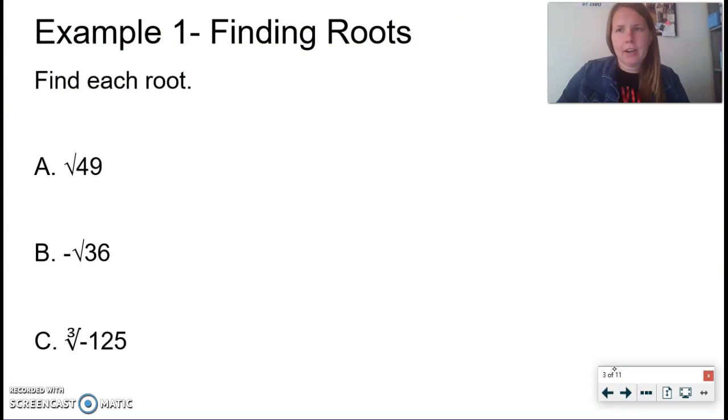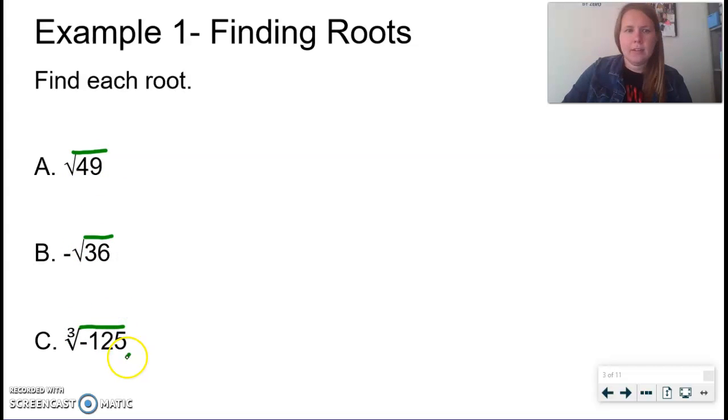So let's take a look at a couple of these examples then. I think it'll get a little easier once you get into some examples. So example 1 is finding roots. Find each root. When I actually do roots on my computer, it doesn't take into account pulling out the sign above here, so just assume that's kind of what it does.